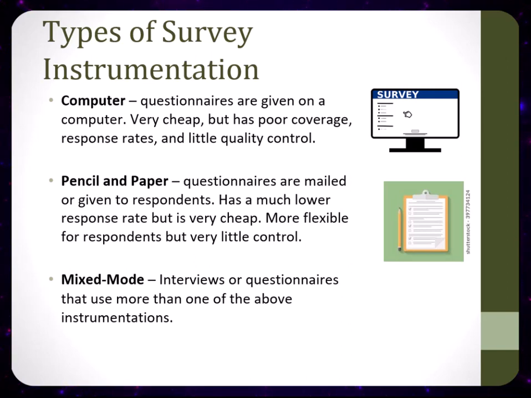Pencil and paper questionnaires are mailed out to respondents. So it's actually going to be a physical copy. You're going to have to bubble in dots or circle things, right? It has a much lower response rate, but is, again, very cheap. It's more flexible for respondents. They can start it, put it down, come back to it later.